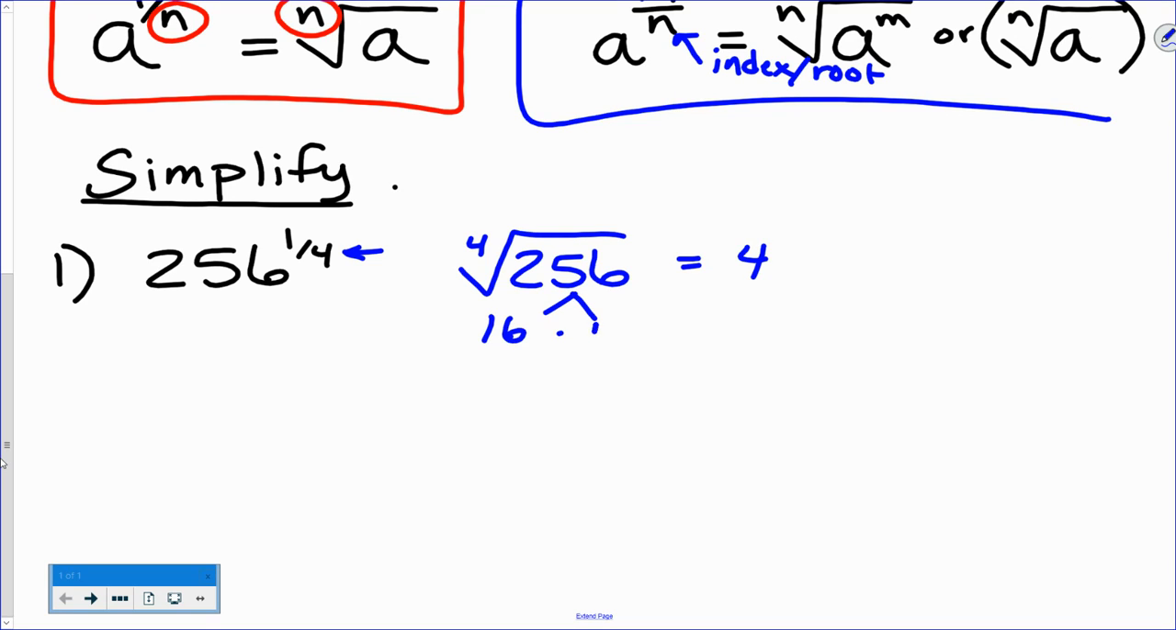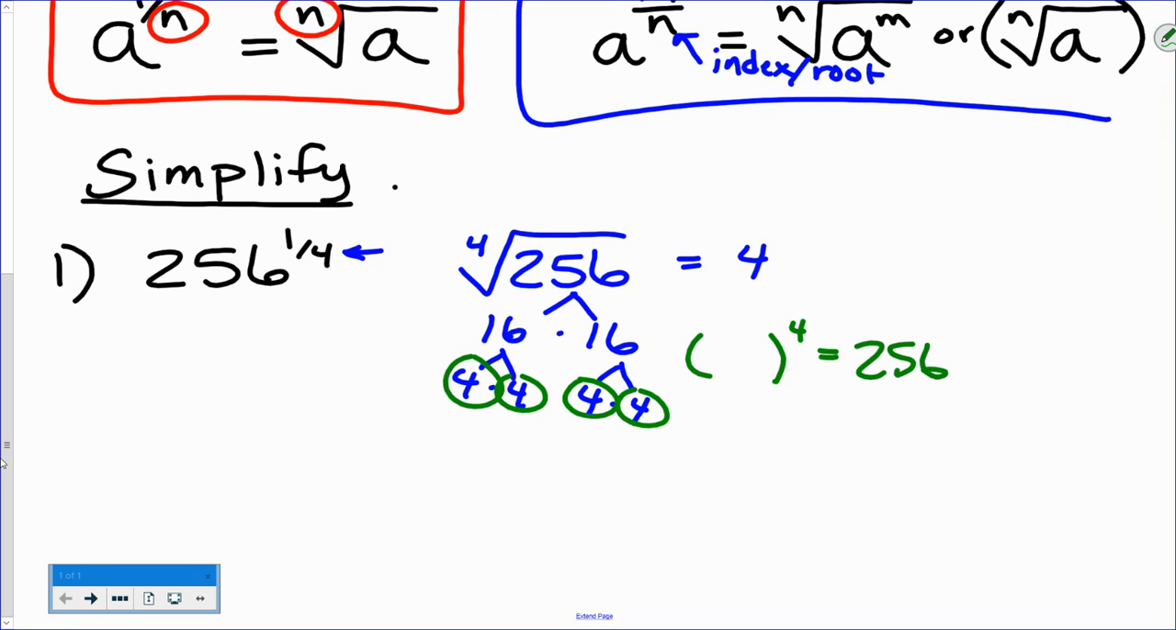You can also get there by doing some prime factorization: you can go 16 times 16, 4 times 4, 4 times 4, right? So you've got 4 to the 4th power gives you 256. That'd be another way to get there. Or you're testing things on your calculator: what to the 4th power would give me 256? Try some things.